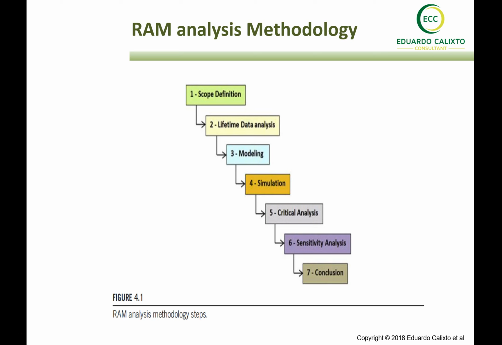The second step is the most important step of the RAM analysis, because if the input information defined in lifetime data analysis is wrong, or, let's say, incomplete, or not confident data, all the RAM analysis results will be impacted. So we need to be sure that the source of the data that we are collecting is confident enough to avoid rework and to have a confident result in the RAM analysis, and that we can use such results to improve the design or support some improvement actions in a plant during the operational phase.